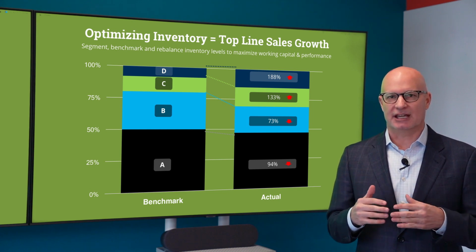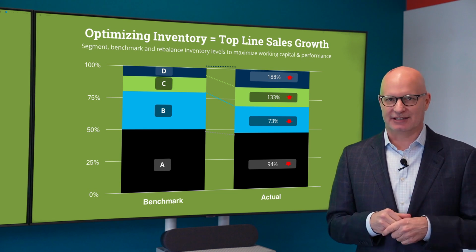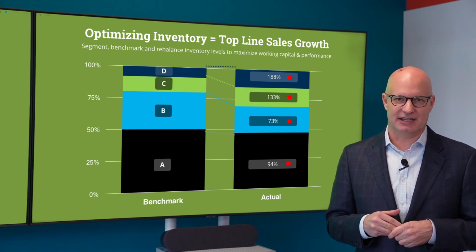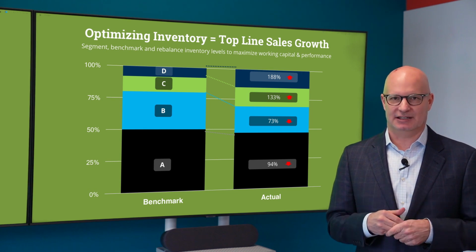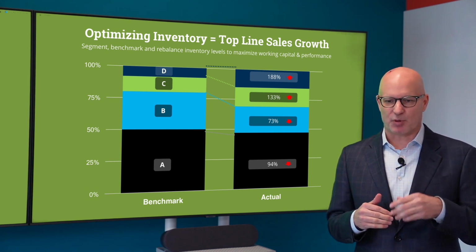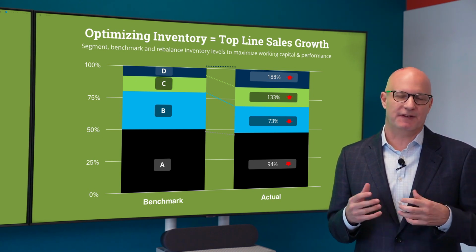Most companies will take their inventory and rank it A, B, C, or D. Some will have it as A and B, some will have it as A, B, and C. Illustratively, we've shown you here A, B, C, and D. Now, best practice in the industry is that your A SKUs, your top SKUs, might represent 50% of your inventory position at any one given time.